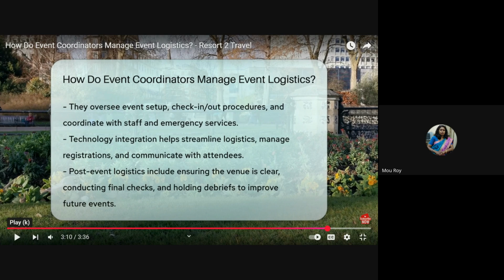So, post-event logistics include ensuring the venue is clear, conducting final checks, and holding debriefs to improve future events. In summary, managing event logistics is a detailed and intricate process that requires meticulous planning, coordination, and execution. By breaking down the event into different stages, managing budgets and vendors, planning for contingencies, and using technology to streamline processes, event coordinators can ensure that events run smoothly and meet their objectives.